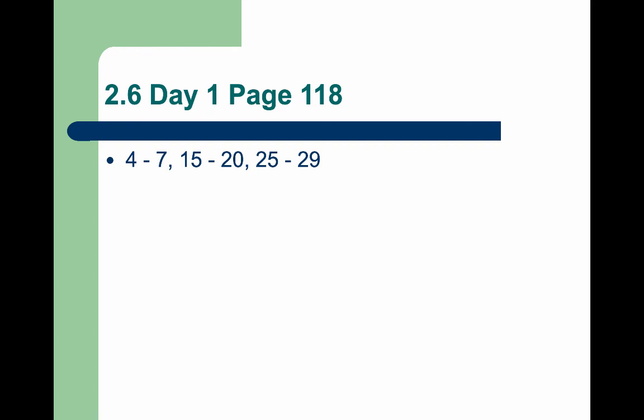So that is all for section 2.6 day 1, where we are solving proportions. When we have a fraction equal to a fraction, that is a proportion. And when we have that, we can use the cross products property to cross multiply across the equal sign and then solve for our variable like we've been doing this chapter. Make sure you show all your work.